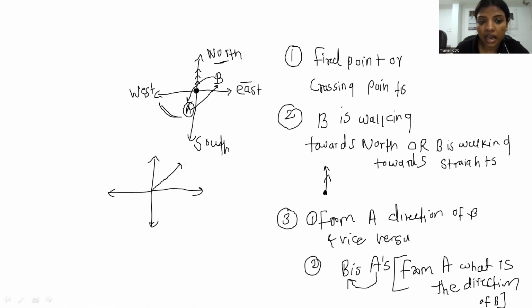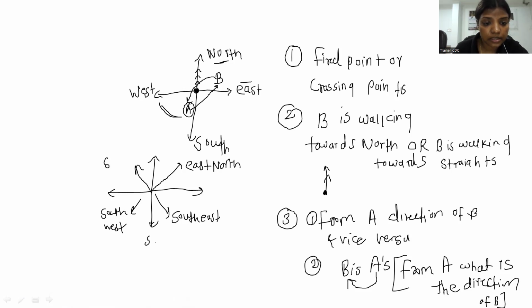Those subdirections are east, northeast, or east north. We can call it northeast, then north. Here we have northeast, southeast, then we have southwest, okay, and then we have south. Sorry, here we have south. This is south, right, and this is west, southwest.